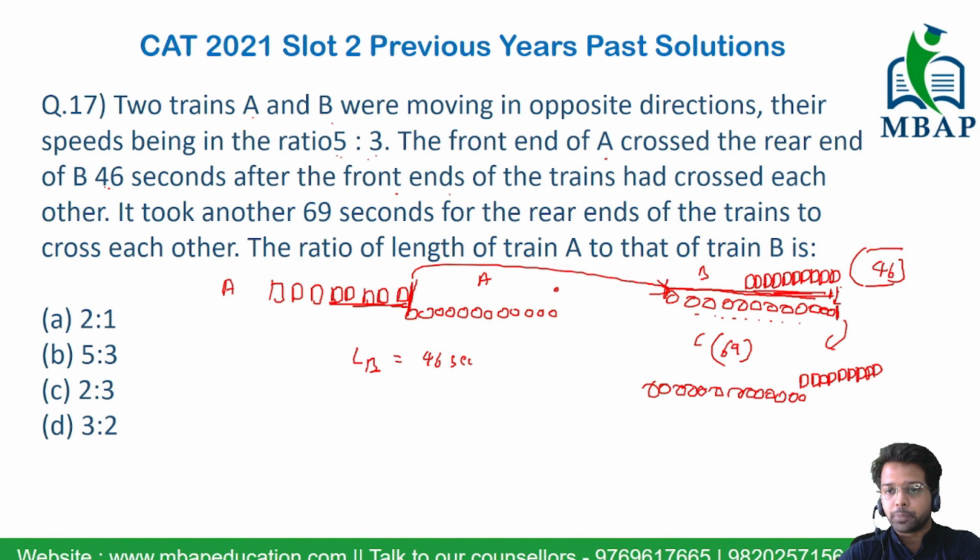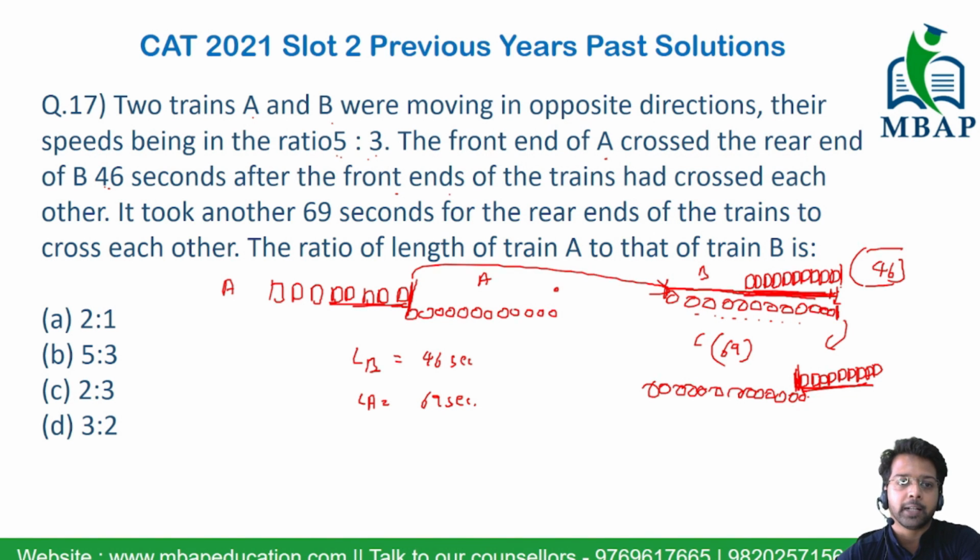Now let's see from instance B to instance C. We are here, right? From this instance where the front end of train A is meeting the rear end of train B, to the level where both the rear ends of the trains are meeting, what is the distance covered by train A? It will be the distance equivalent to the length of train A, because I'm just covering my own length. To cover my own length, I'm taking another 69 seconds.